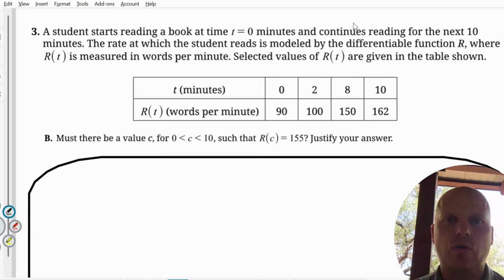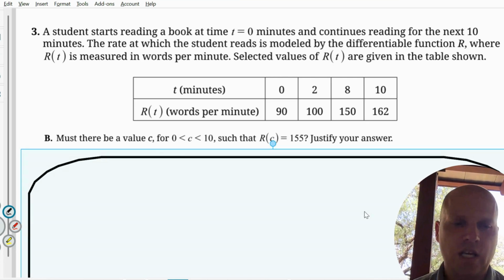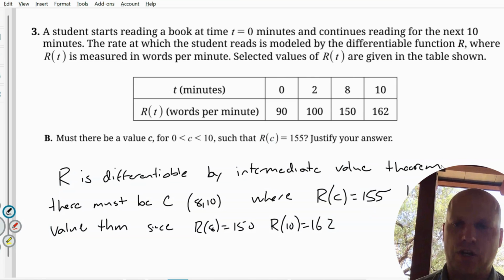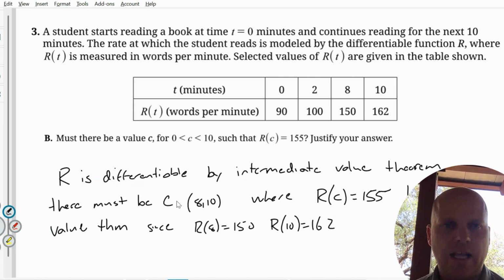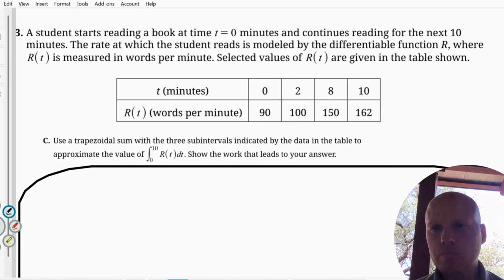But we needed to talk about how this function is differentiable, therefore continuous, and that the intermediate value theorem guarantees that this value must be true. If your function is continuous, you're connecting 2 points, you must pass through all the y values. So I kind of was more specific. I said there's got to be a c between 8 and 10, for which r of c is 155. Since r is differentiable, that means it's continuous.